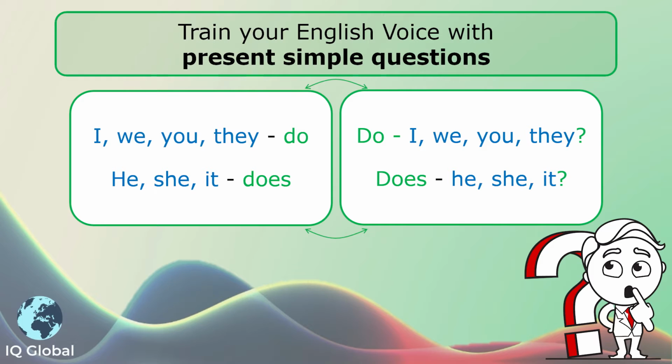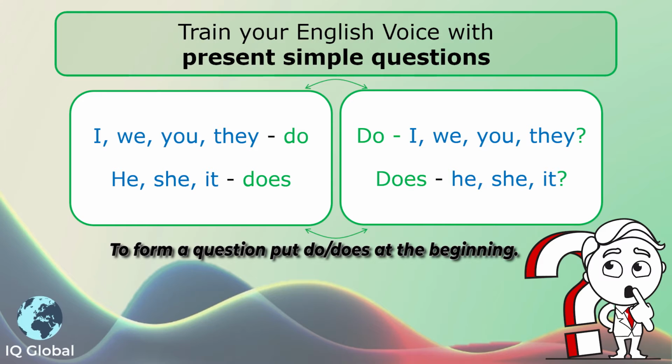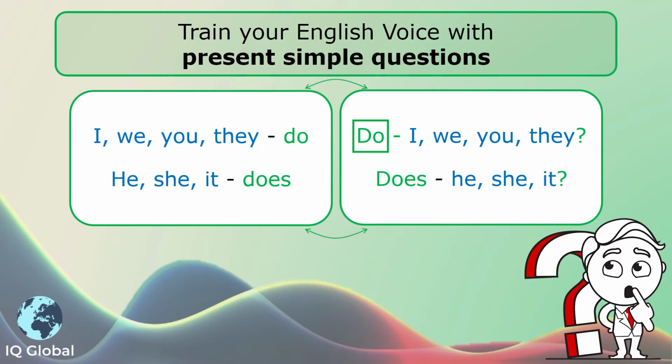I, we, you, and they use the word do. He, she, and it use the word does. So, in order to change this to become a question, we put do or does at the beginning of the sentence. With I, we, you, and they. Or he, she, and it.